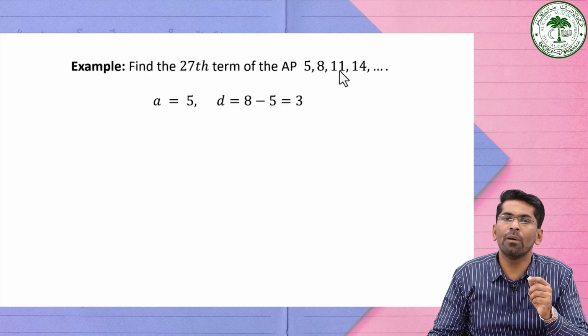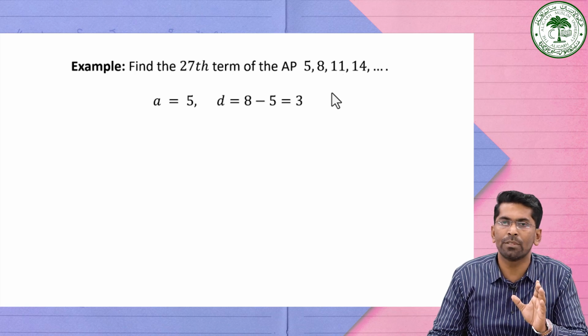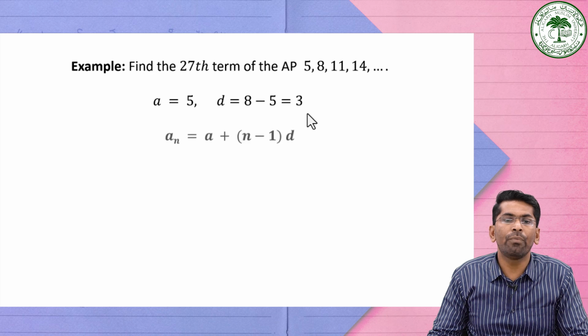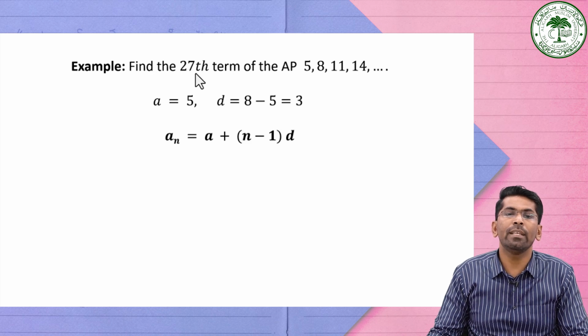So of course we know that if it is an arithmetic progression, then the difference between two consecutive numbers is always constant. So here D is equal to 8 minus 5, which is equal to 3. And we want to find out the nth term, that is the 27th term.